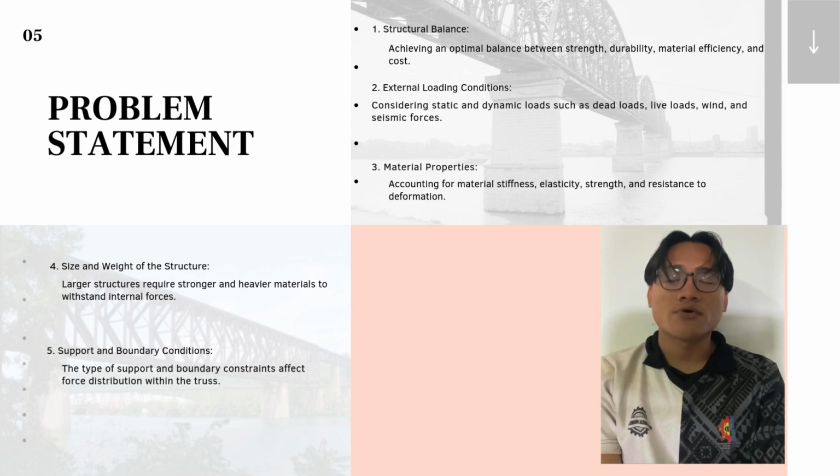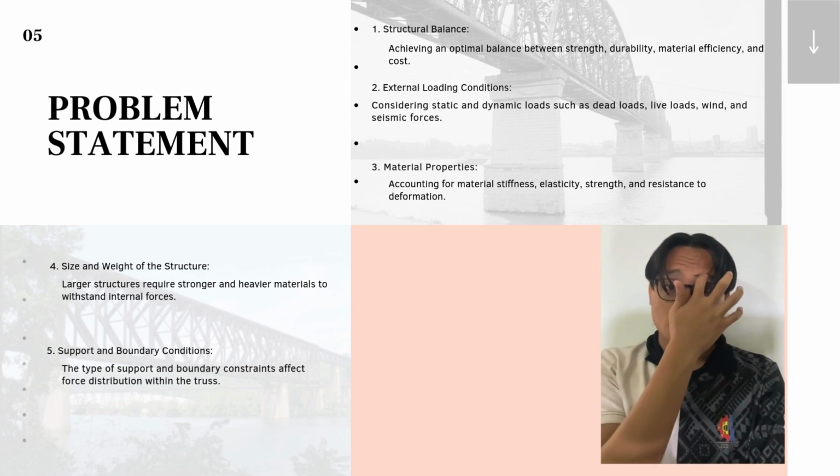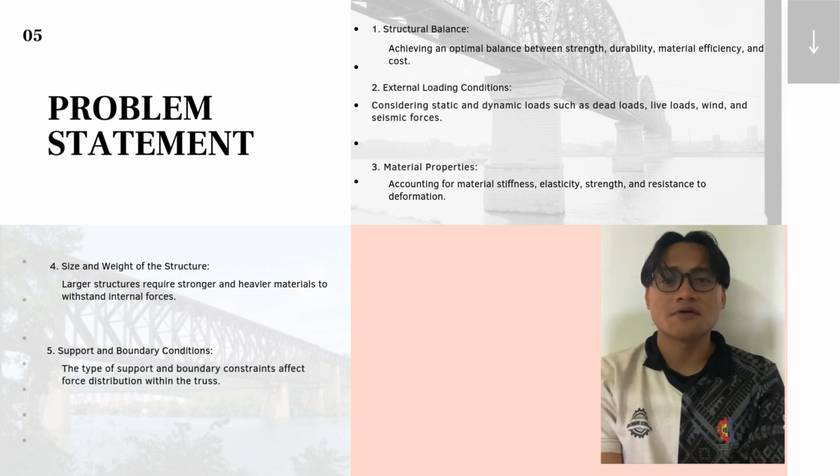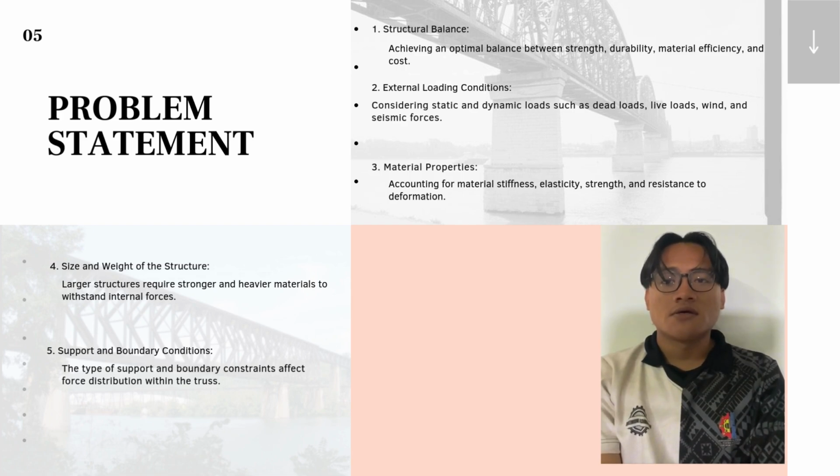So I'm going to explain about the problem statement of truss. The first one is structural balance, which is achieving an optimal balance between strength, durability, material efficiency, and cost. The next one is external loading, which is considering static and dynamic loads such as dead loads, live loads, wind, and seismic force. The next one is material properties, accounting for material stiffness, elasticity, strength, and resistance to deformation.